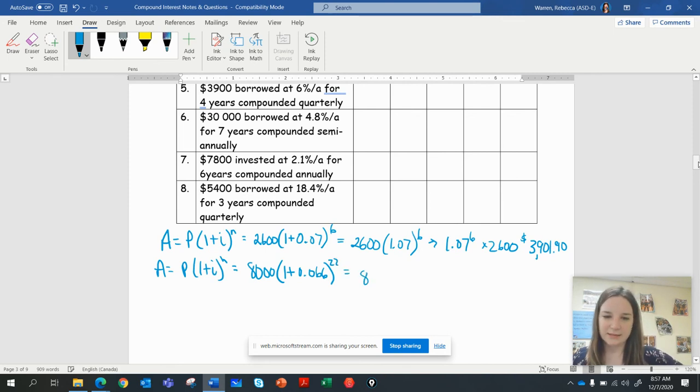So that gives us 8,000, bracket 1.066, and then to the power of 22. And again, order of operations says we do that exponent first. So our 1.066 to the power of 22, get an answer, and then you times that by 8,000. And again, I forgot to bring my calculator up, so can you tell me what the answer is?